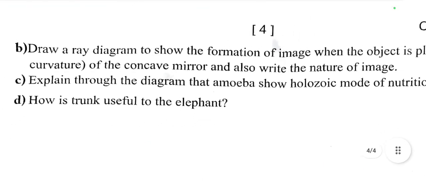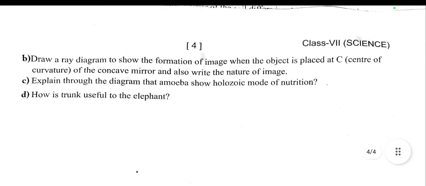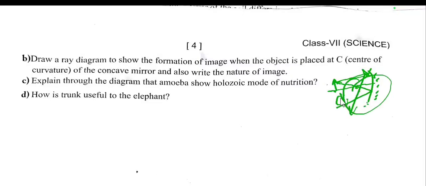Next is the ray diagram, and in this you will make the diagram like this. This is the focus, center of curvature. If the object is here, one ray will move parallel to the principal axis and it will reflect through the focus. This is wrong, I'm not able to. If you make it properly, the image will be here at the center of curvature. Since it is on the same side of the mirror, it will be real, inverted, and the same size.